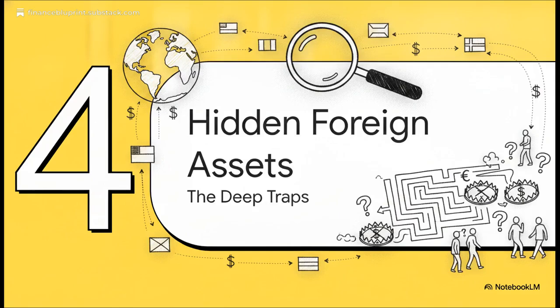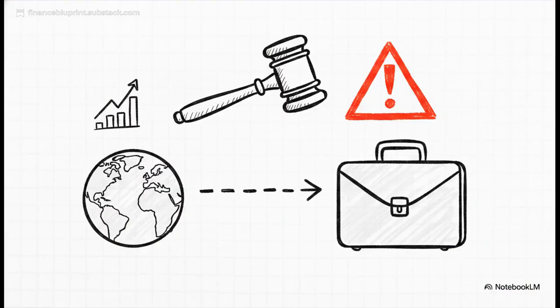Let's dive into Part 4, Reporting Hidden Foreign Assets. These are some truly deep traps. Okay, listen up on this one. Schedule FA. Even if you haven't sold those foreign company shares or received any dividends, failing to disclose them can attract severe penalties under the Black Money Act.